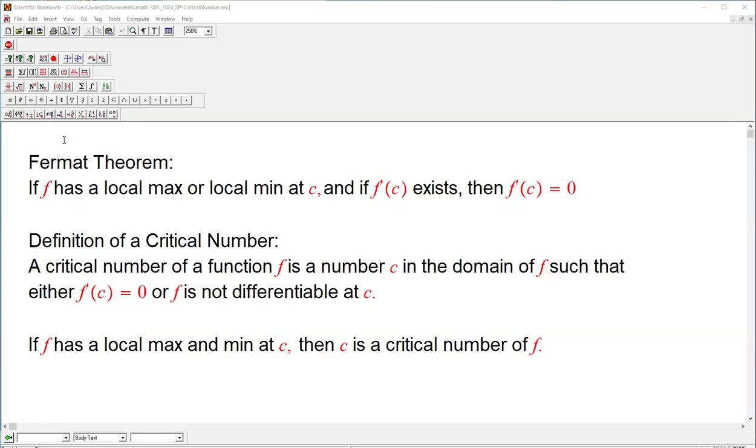Hello, in this lesson, we'd like to go over how to find critical numbers and why critical numbers matter. Okay, let's recap what we have done in class.